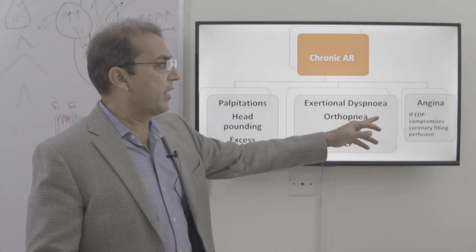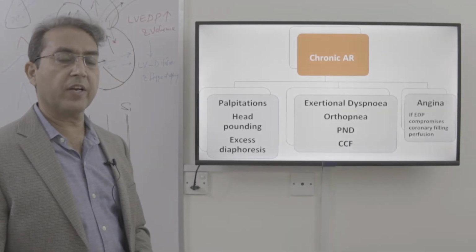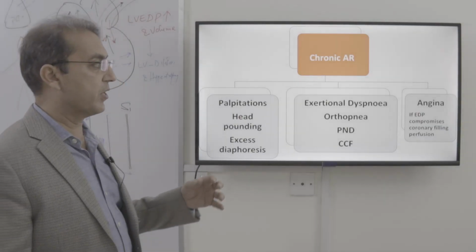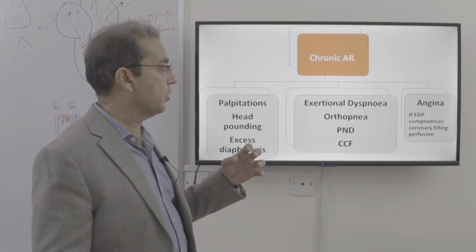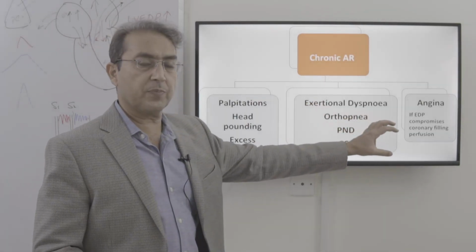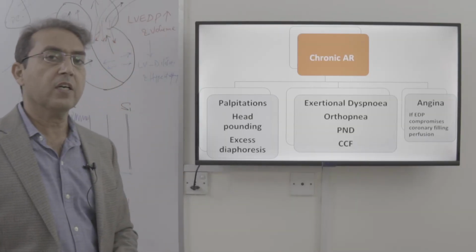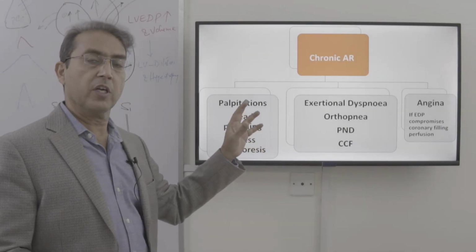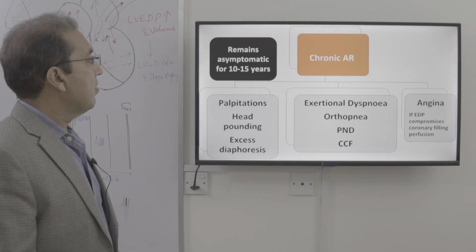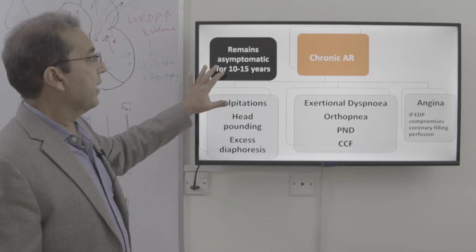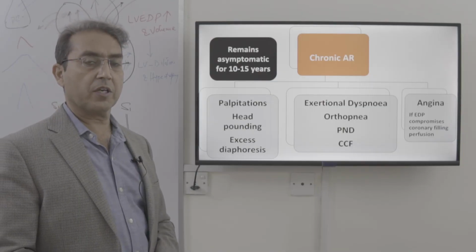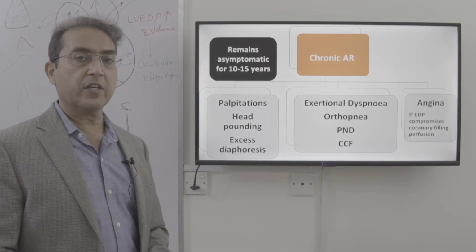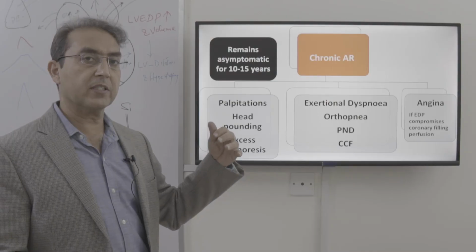If the end diastolic pressure compromises the coronary filling, the patients also start having features of angina. So the patient may present with chest pain as well. They don't only have shortness of breath, they may have chest pain as well. So any patient who presents with features of heart failure and angina, one should evaluate for the presence of aortic valve disease. As I mentioned, the patients remain asymptomatic for a very long time in chronic aortic regurgitation. It may be a period of 10 to 15 years after the development of the lesion when the patient starts becoming symptomatic.